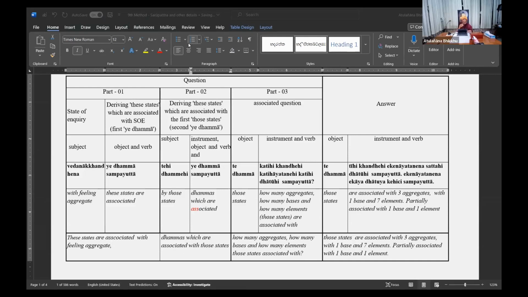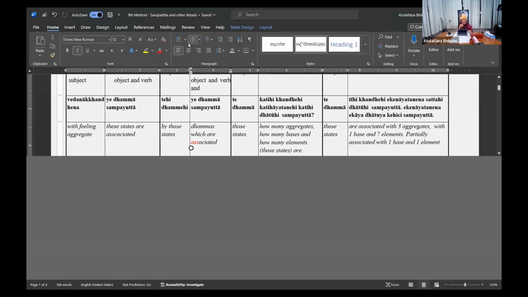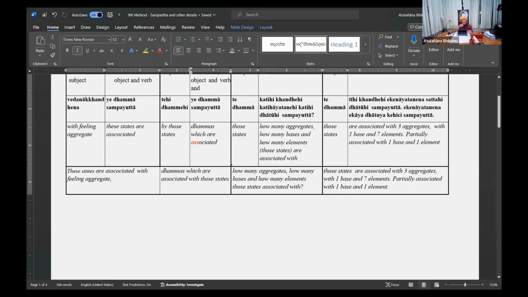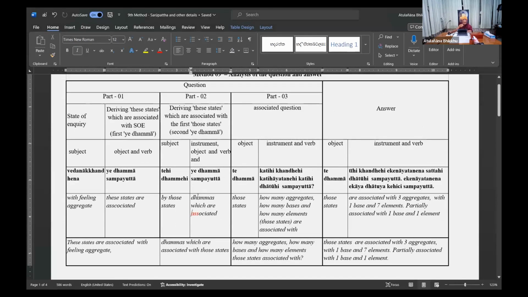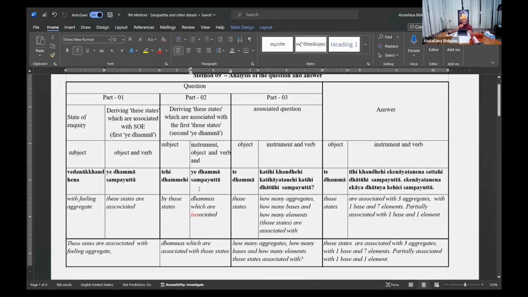Right. There was a typo here. I have a typing error here. I have written here as disassociated. It should be associated. Anyway, I'll send the revised document after the class. Okay.